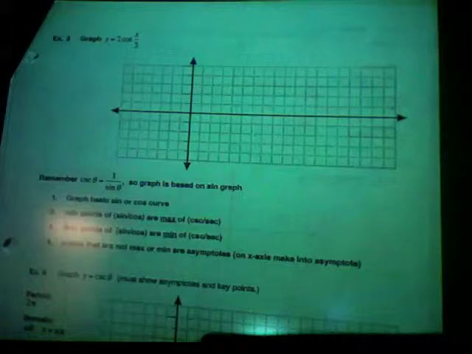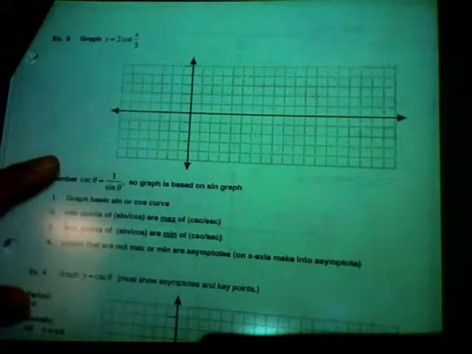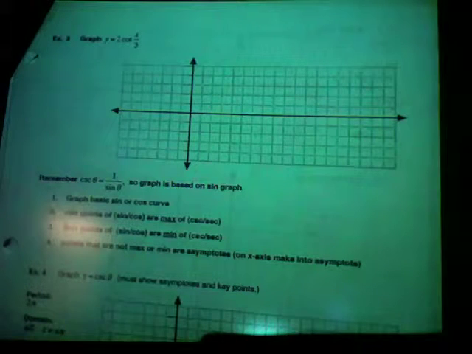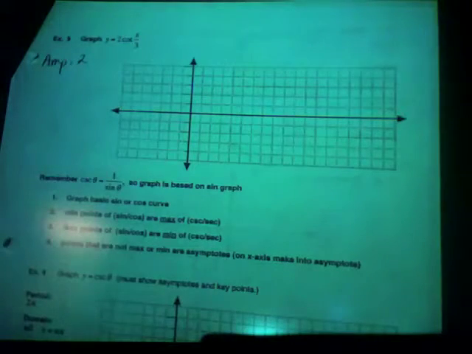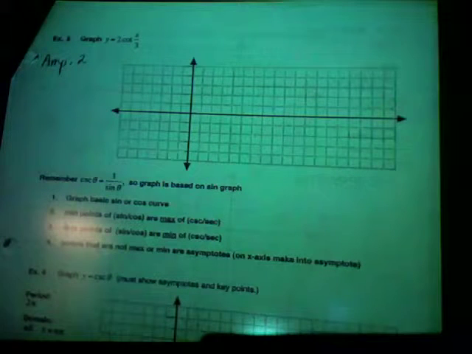What do I have to find first? Just look at the equation and tell me what you see. What about the 2? What does the 2 represent? Yeah, it's amplitude, right? So your amplitude is 2. Is that a concern to you in tangent or cotangent? No, not really. Because once you find your asymptotes, that's going to get you the shape of your curve.